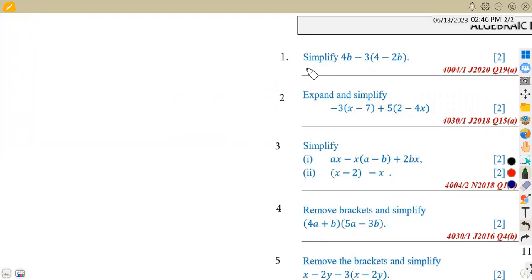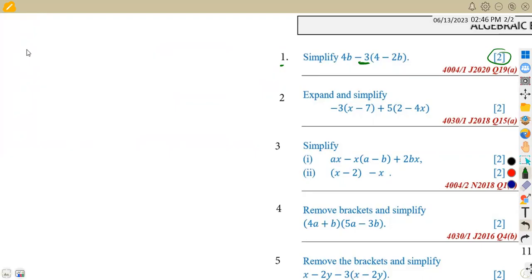We are asked to simplify on number 1: simplify 4b minus 3 into 4 minus 2b. What you need to ask yourself when you're given this type of question, that's 2 marks for that, is that you just have to expand brackets, then collect like terms. The term that is affecting the bracket is the minus 3 in this case. That is the term that we are going to use to expand every term that you're given inside the bracket.